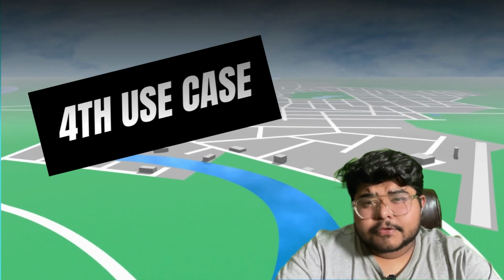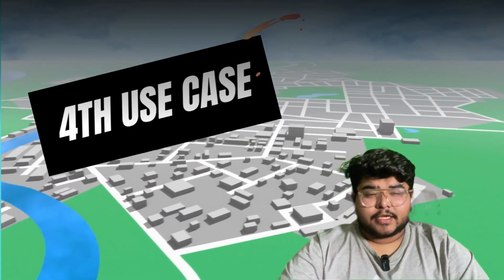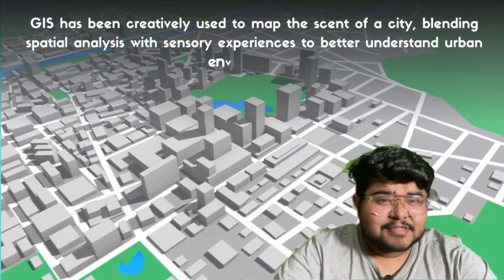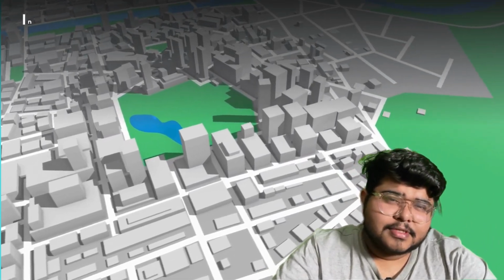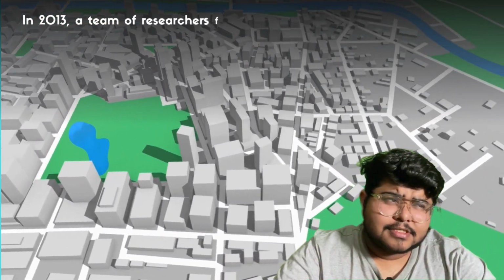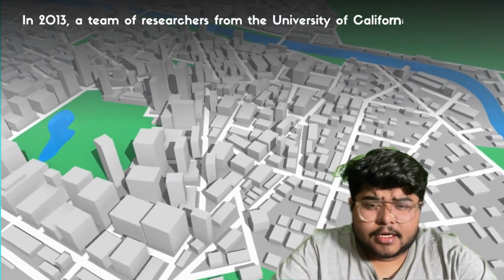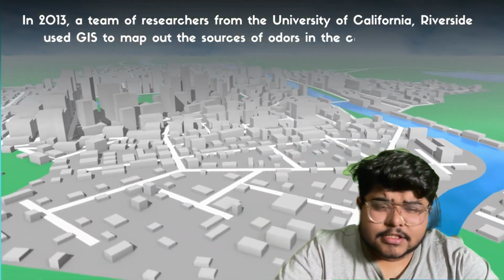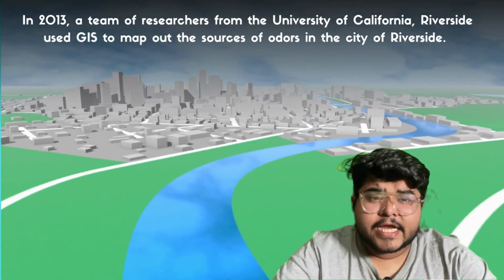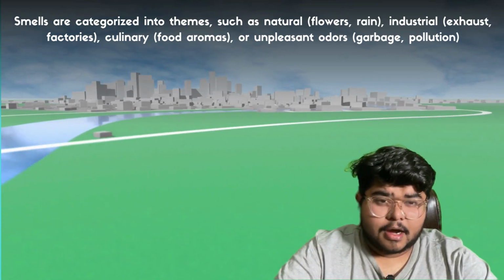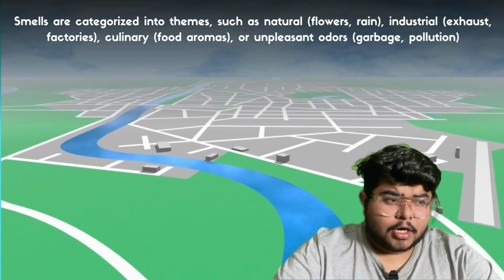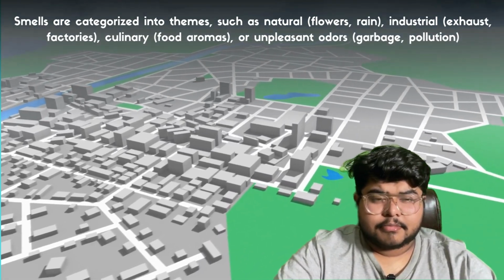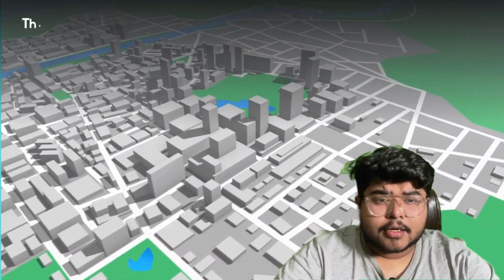The fourth one is mapping the scent of the city, the odor. Do you guys believe? It was around 2013, that article. A team of researchers at the University of California tried to map the scent of the city, so how it smells, what different types of scents are coming from the city.